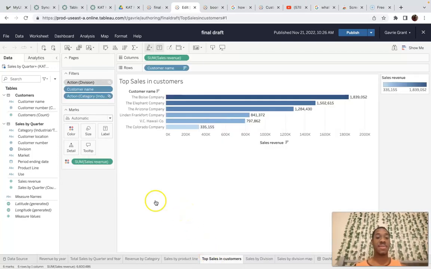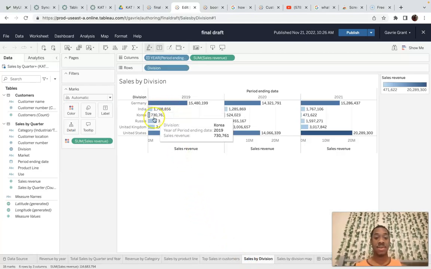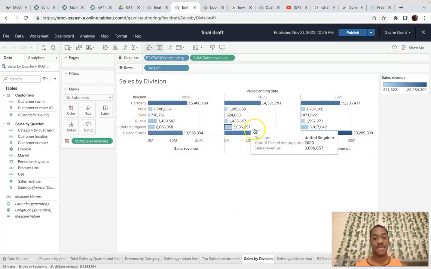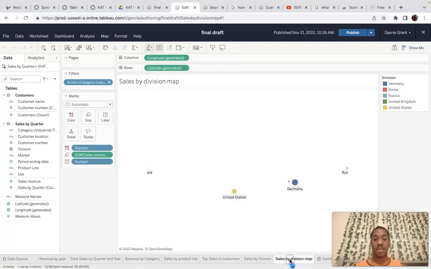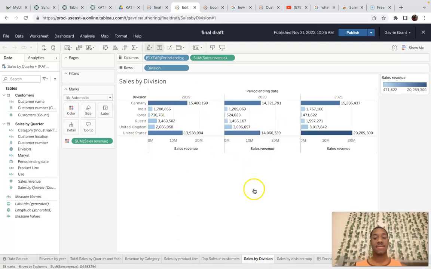This graph is showing top sales and the top sales in customers, and we can see here, the higher the customer, the darker the line. This is top 10 sales here. This here will show the sale of each division in the different countries that we are currently operating. This is just a visual representation of this data here.